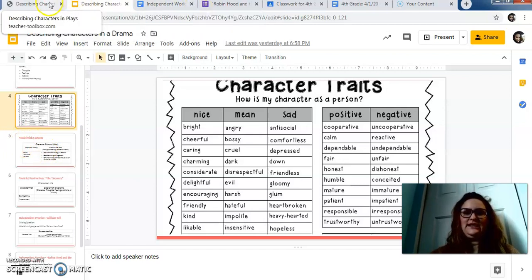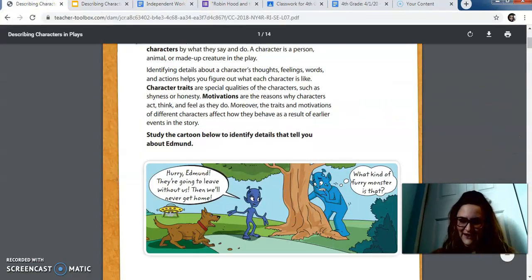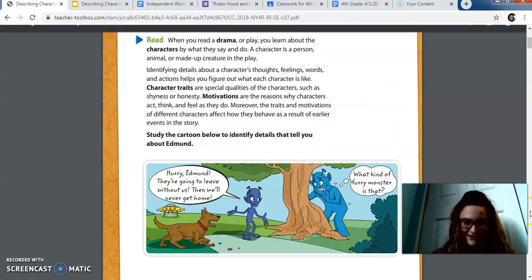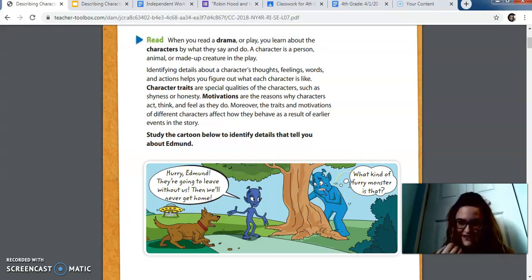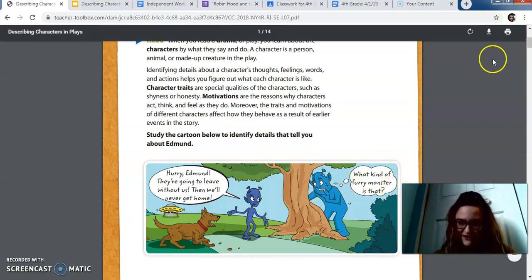So let's look at the cartoon. It says, study the cartoon below to identify details that tell you about Edmund. In the background there's a little alien ship. There's a big dog. Looks like he's barking. Doesn't look too nice, but he's probably nice. He's barking because of the aliens. There's a little alien and a big alien. It says, "Hurry, Edmund. They're going to leave without us. Then we'll never get home." And this is Edmund. He's saying, "What kind of furry monster is that?" He's biting his nails, and he looks like he's shaking because you can see the little movement lines around him. He looks a little scared.